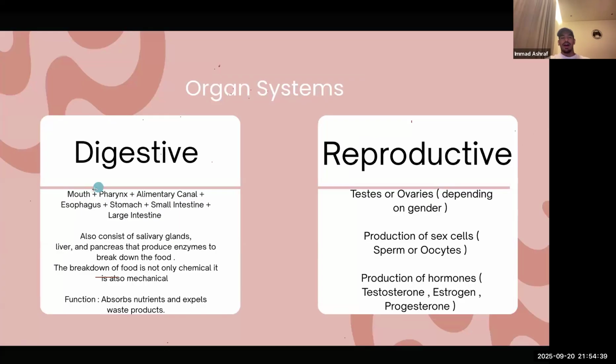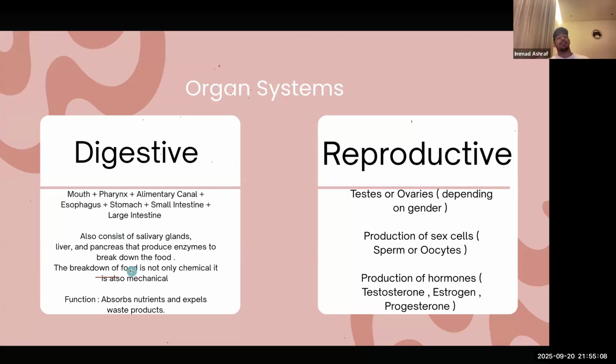Yeah, promise. The digestive system includes the mouth, the pharynx, the alimentary canal, which is basically right before the esophagus. And then you have the esophagus, and then the stomach, the small intestine, and the large intestine. So all of these are part of the digestive system. You also have salivary glands, liver, and pancreas, and these all produce enzymes to break down the food.